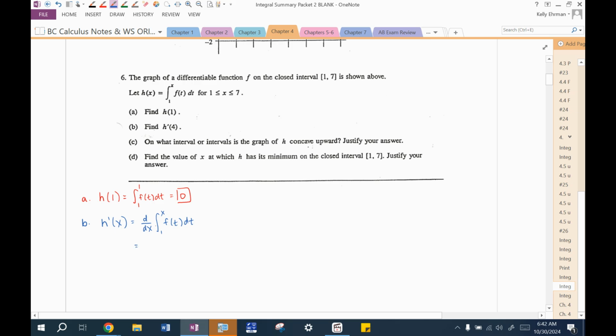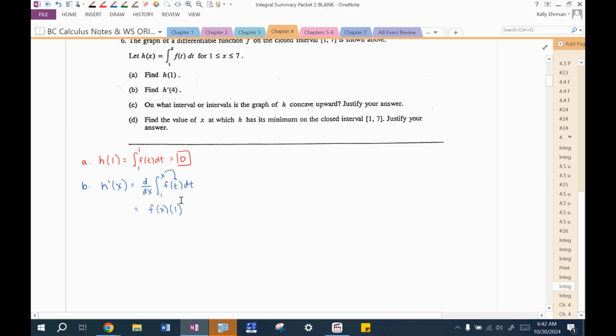But remember, whatever the variable is here, the reason they have this as f of t dt is because this variable gets inserted in. So f of x. If that said x squared, it'd be f of x squared. And then you multiply by the derivative of that upper bound. The derivative of the upper bound is 1. And there's no plus c here because this is a definite integral. We're just using x as the upper bound. Okay, so that means that h prime of x is equal to f of x.